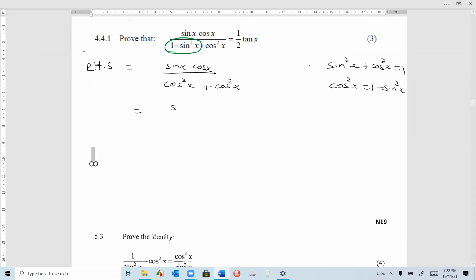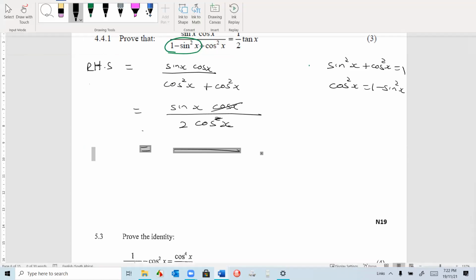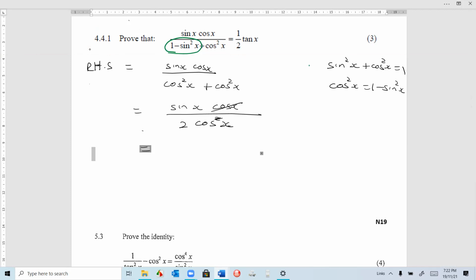And if we carry on, we've got sine x cos x on top. Now in the bottom we've got cos squared x plus cos squared x. That's like saying 1 apple plus 1 apple is 2 apples, and that gives us 2 cos squared x. Now we can cancel. Cos squared x in the bottom means cos x times cos x, so we can cancel that with the square, and then we're just left with a cos x in the bottom. Let's rewrite this. Sorry, I'm going to erase that quickly. I messed up my page a little there.